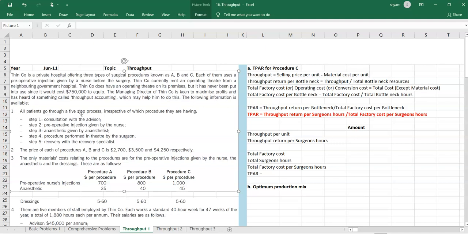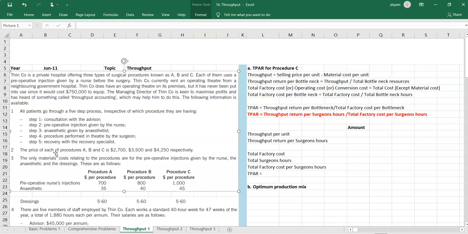All patients go through a 5-step process, irrespective of which procedure they are having. Okay, so these are the procedures. Procedure step 1 is consultation with the advisor. Number 2, pre-operative injection given by the nurse. Number 3, anesthetic given by the anesthetist. Step 4, procedure performed in the theatre by the surgeon. And step 5, recovery with the recovery specialist.